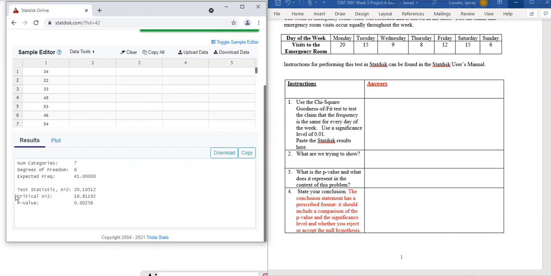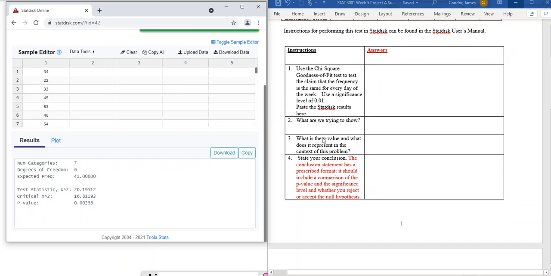Right? Okay. Test statistic, that's the chi-square. This x raised to the second power, it's chi-square. Test statistic, 20.19. The critical value is 16. So see, my test statistic is greater than the critical value. But we use the p-value, right? Because it says right here, what's the p-value? Well, right there it is. For me, it's 0.00256.